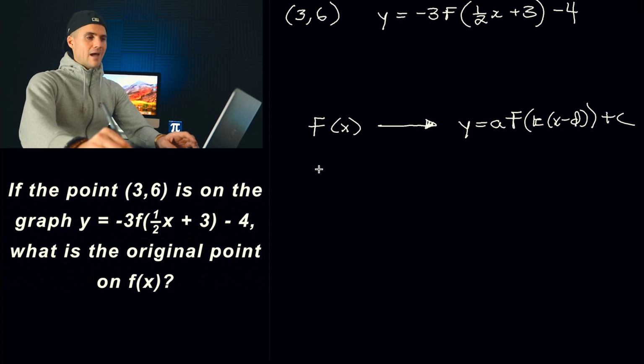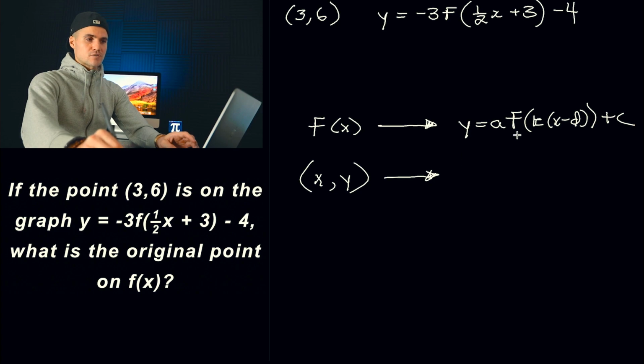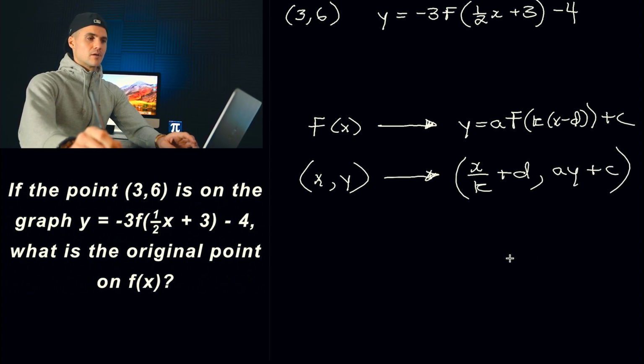And so what's going to happen is we're going to take some kind of point on the parent function, and then how does that point transform with these transformation values? Well, if you remember, for the x value we divide by k and add d, and for the y value, we multiply it by a and then add c, like that. So what usually happens is we're given a point on the parent function and we're transforming it, finding the transformed point.